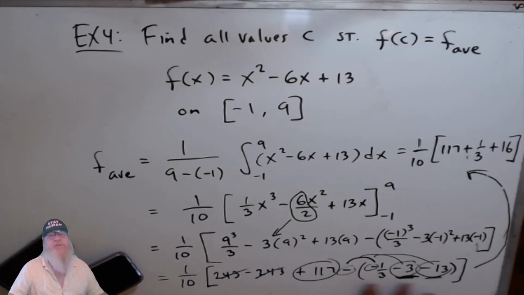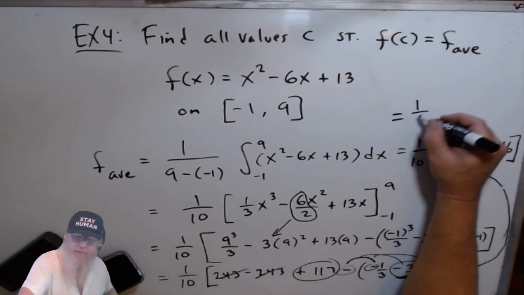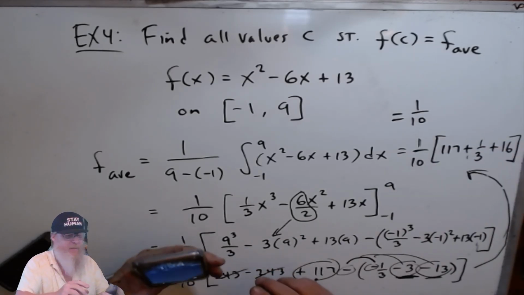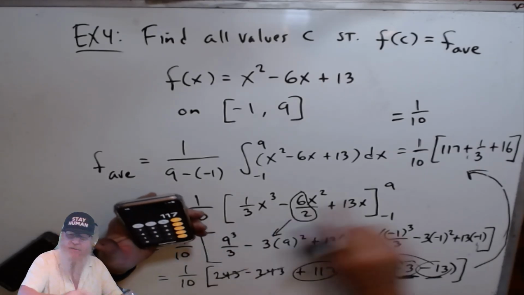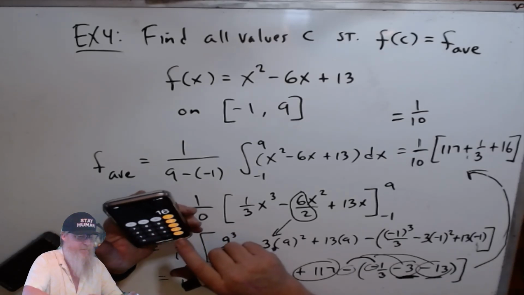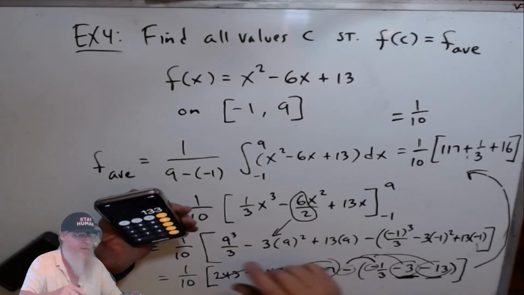Again, most mistakes are going to be with your negative signs, not being careful with them. And, you know, we're getting to the end of the game here, so you really got to stay on it about that. So I got 117 plus 16 plus 1/3.